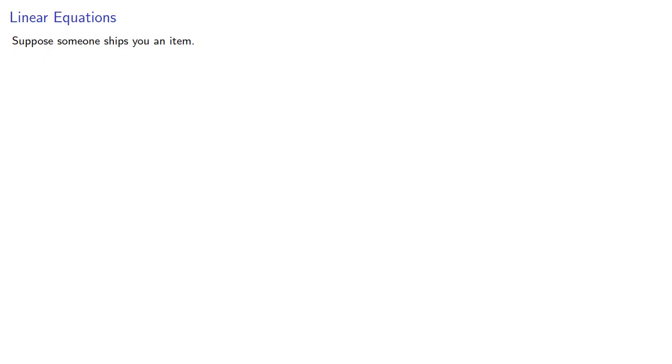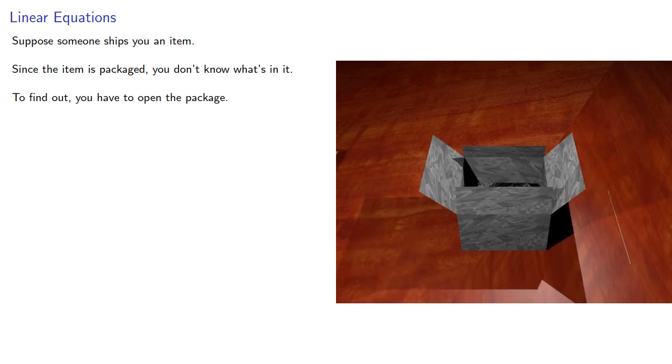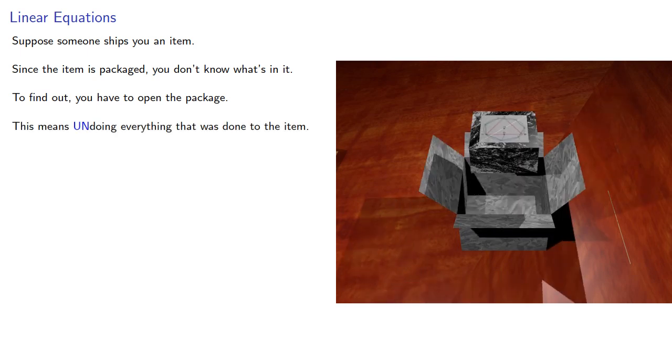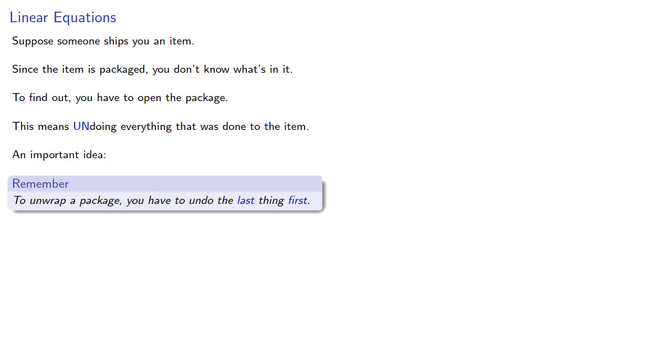Suppose someone ships you an item. Since the item is packaged, you don't know what's in it. To find out, you have to open the package. This means undoing everything that was done to the item. And here's an important idea. To unwrap a package, you have to undo the last thing first.